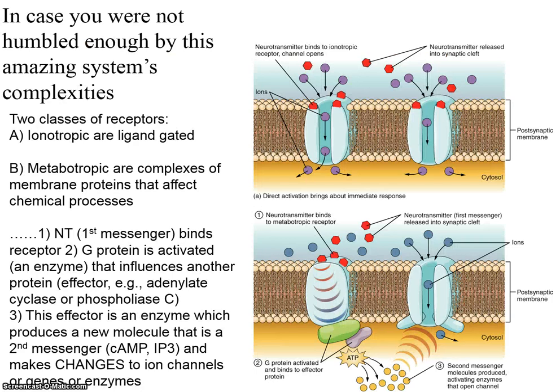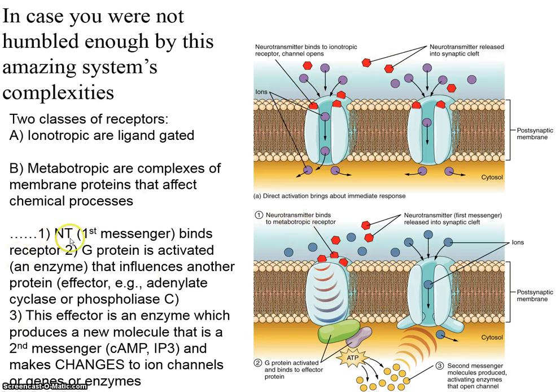Okay? I got to throw this in right as we get here to the end. In case you didn't already feel a little overwhelmed by your nervous system's complexity, we do mention in the lesson, again not for testing, a couple classes of receptors, the ionotropic and the metabotropic. These are ligand gated, complexes of membrane proteins that affect chemical processes, so they themselves can be involved, and they're showing you the two examples here. Binding to the ionotropic here and the metabotropic here.